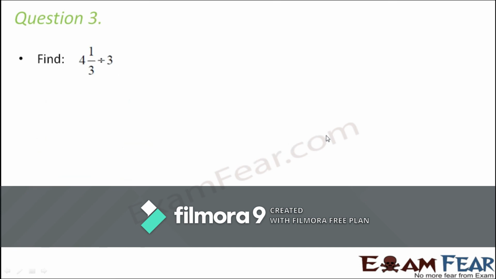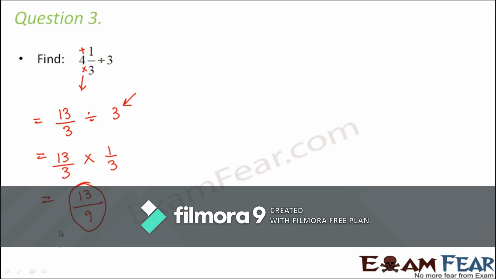Question number 3. Find 4 1 by 3 divided by 3. So here also, first of all, we will convert this into an improper fraction. 4 into 3 plus 1. So 4 into 3 is 12 plus 1 is 13, so 13 by 3 divided by 3. Here the divisor is 3, so we can write it as 13 by 3 multiplied by 1 by 3. Now let's multiply the numerators. It is 13. Let's multiply the denominators. That's 3 into 3, which is 9. So the result is 13 by 9.